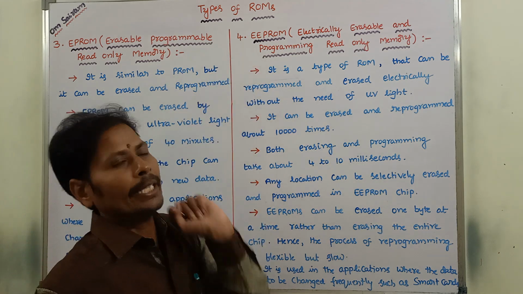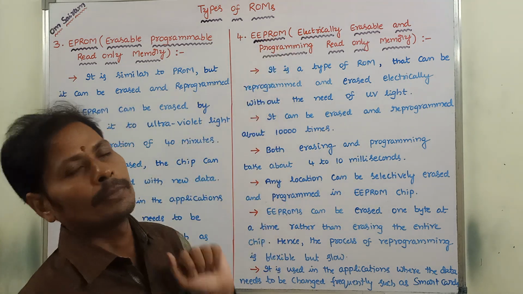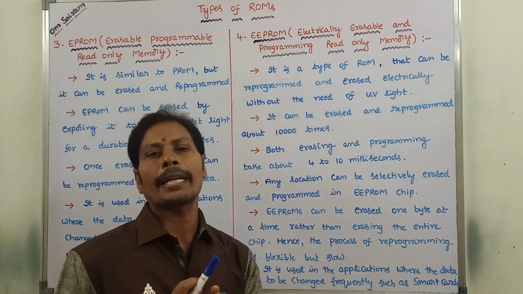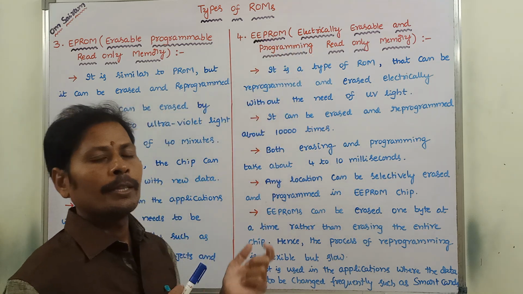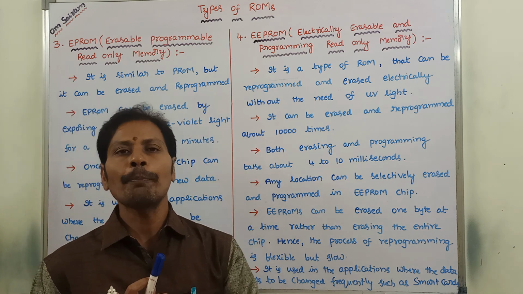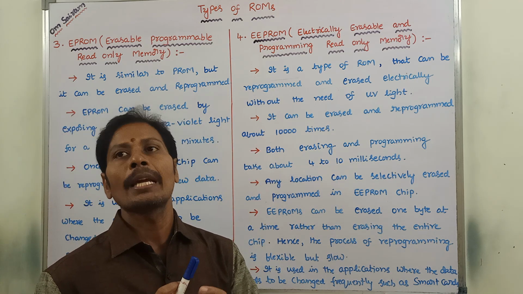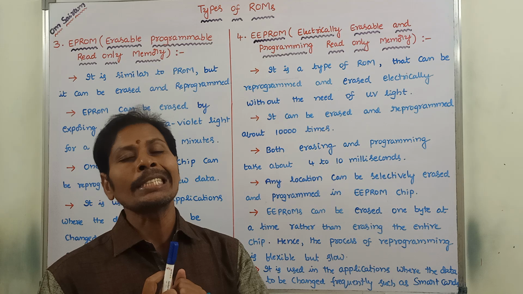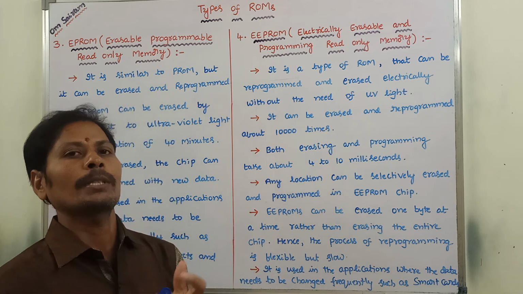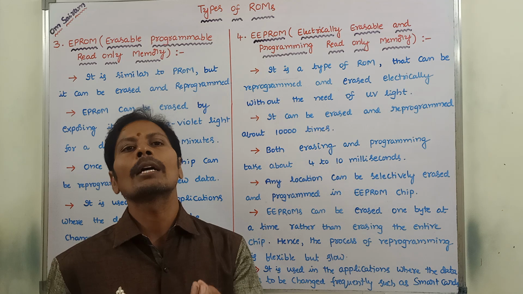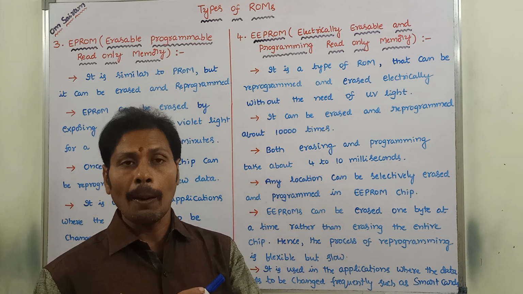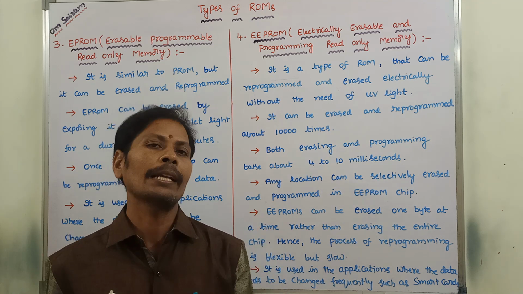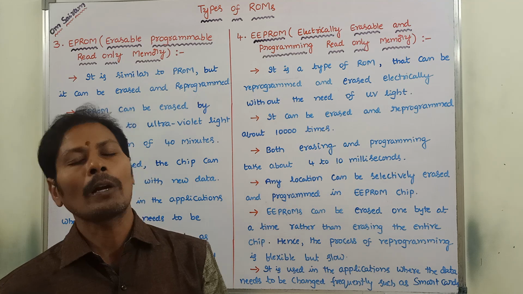Next, fourth category is EEPROM, that is electrically erasable programmable read-only memory. The first point, it is one type of ROM that can be erased and reprogrammed without the involvement of UV light. So that means whatever data is present within the EEPROM can be erased and reprogrammed electrically without the use of ultraviolet light.